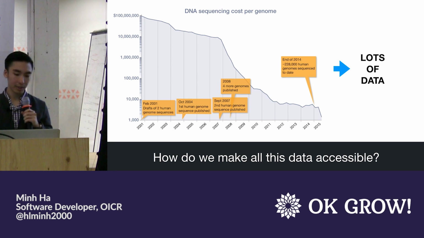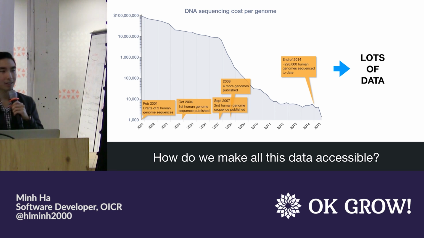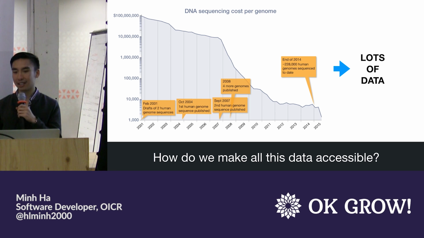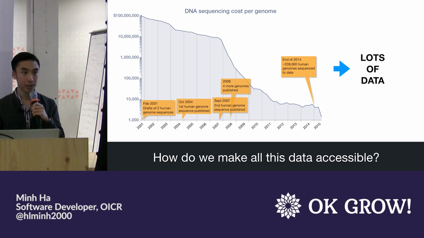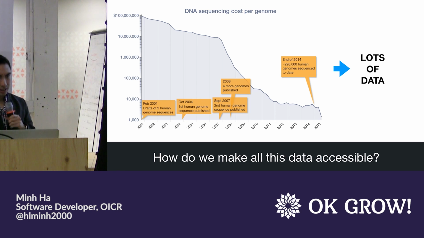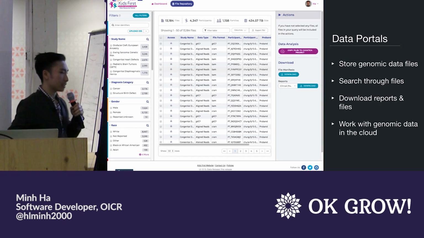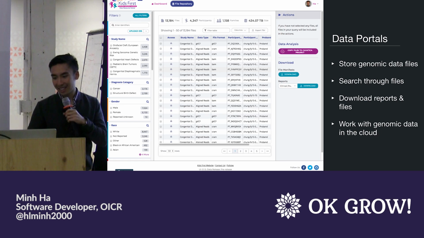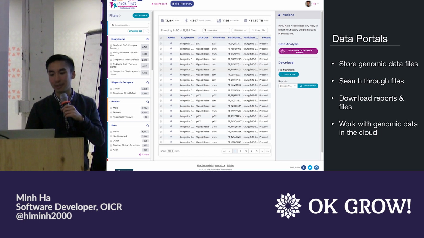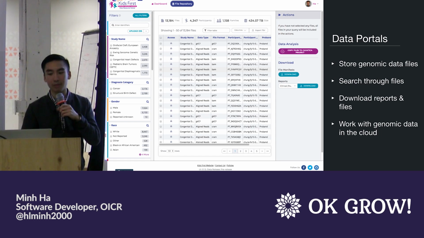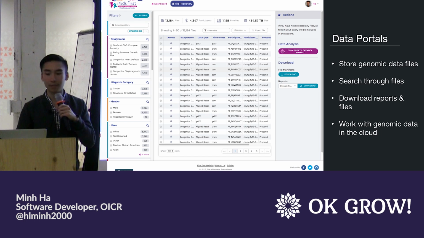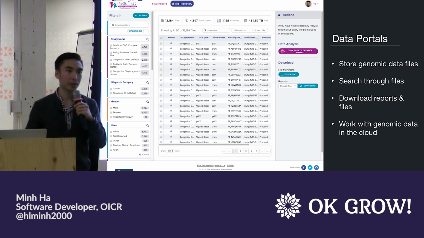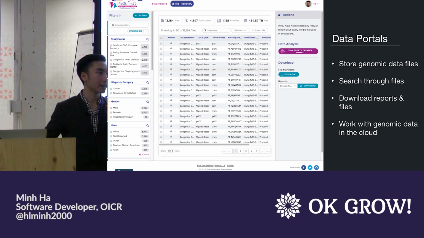The byproduct of this is that we get a lot of data. So now the challenge is, how do we make this data accessible to researchers in the community? That's where the work that we do at the OICR comes in. We build a lot of these things called data portals. Through data portals, we provide the infrastructure to store all of these genomic data files, search through them, download reports and files, and work with the data in the cloud.